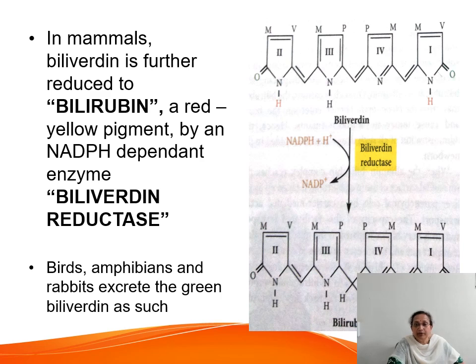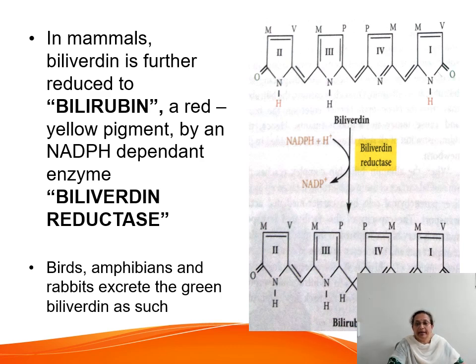In mammals, biliverdin is further reduced to bilirubin. So the NADPH dependent enzyme biliverdin reductase converts biliverdin into bilirubin, a red yellow pigment. Whereas in birds, amphibians and rabbits, they excrete green biliverdin as such. So there is no second step of this reduction possible in birds, amphibians and rabbits. Only this is happening in mammals.